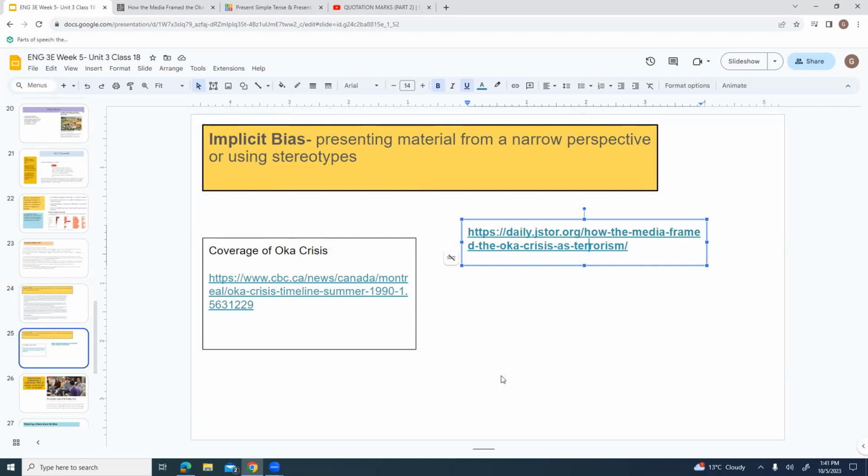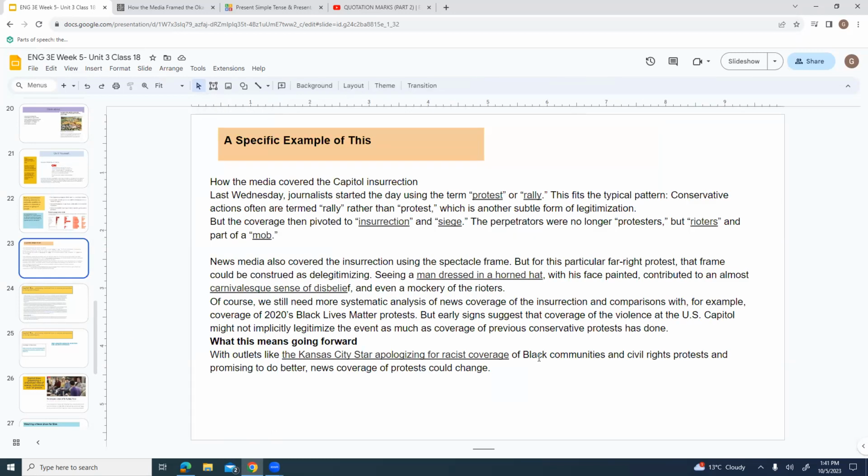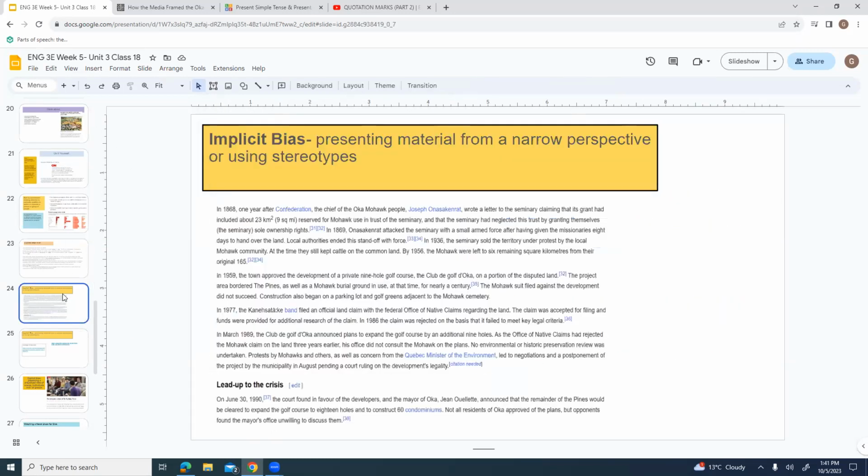So they were like, well, the land claim was denied, so therefore it's illegitimate, and therefore this qualifies as terrorism. So there was a narrow perspective and they didn't provide all the information. There was implicit bias, and there was also bias by omission, which is really common. It's unlikely they're going to use only one type. I want to point this out.